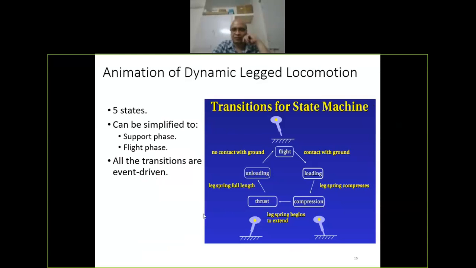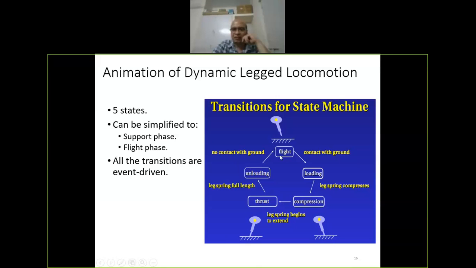This finite state machine has different stages. For example, if you look at this block diagram, on the top, in the flight stage, there is no contact with the ground. In the loading stage, as we come to the right side clockwise, the leg spring is compressed. It has made contact with the ground, and the leg is compressed. So that's the loading stage. Now, in the thrust stage, what happens? The spring pushes the object upward. So that is the thrust stage, and then that is the unloading stage, and then there is the flight stage again.